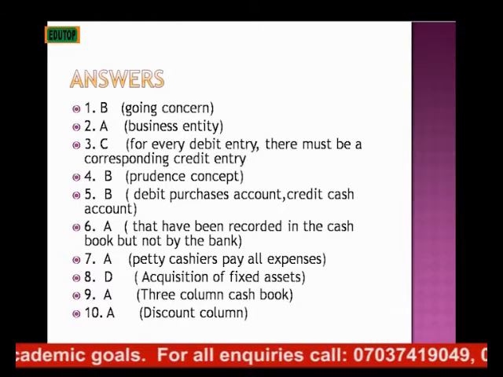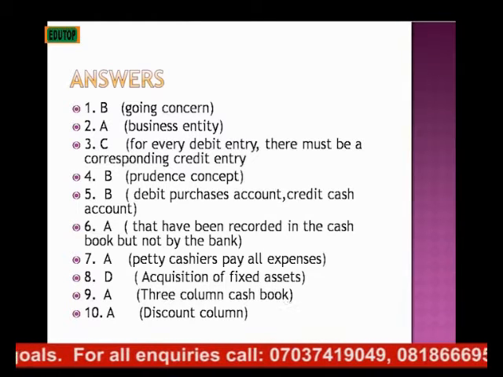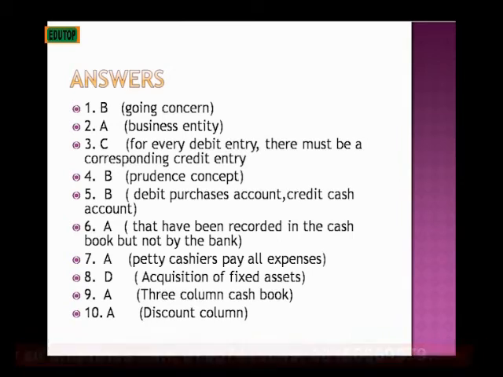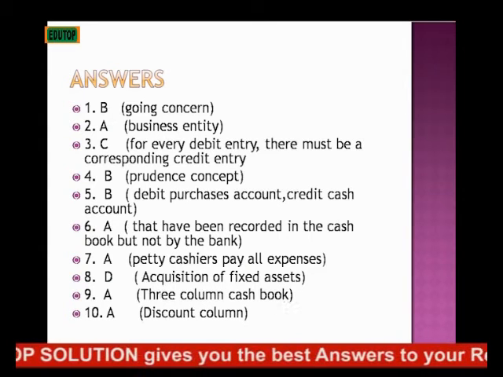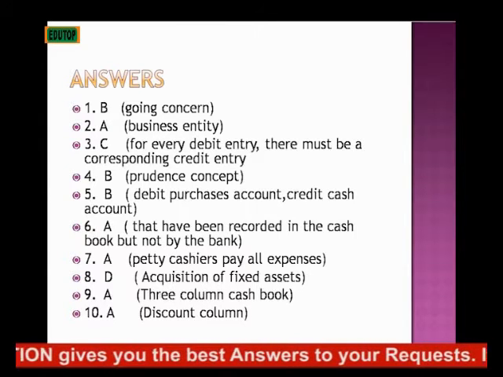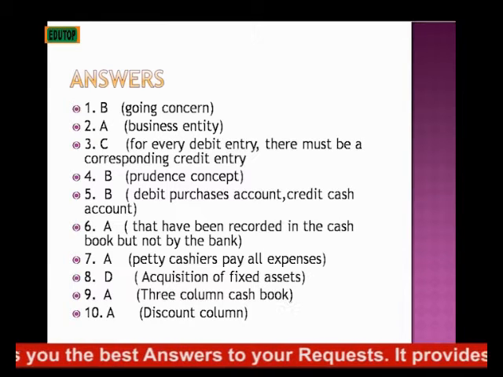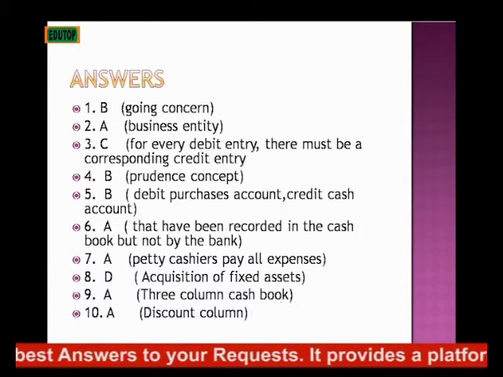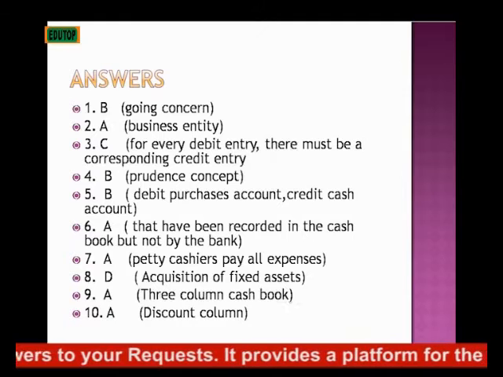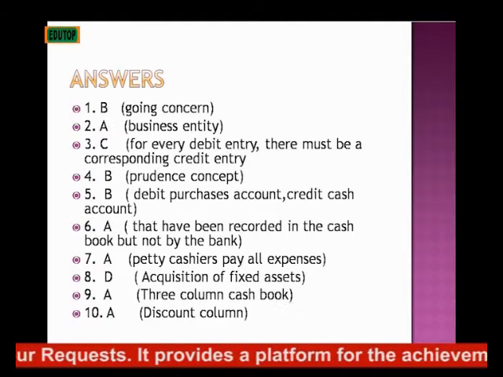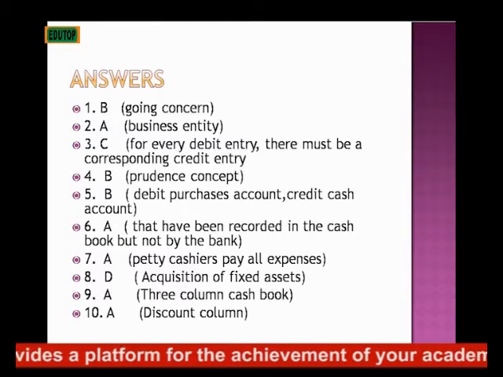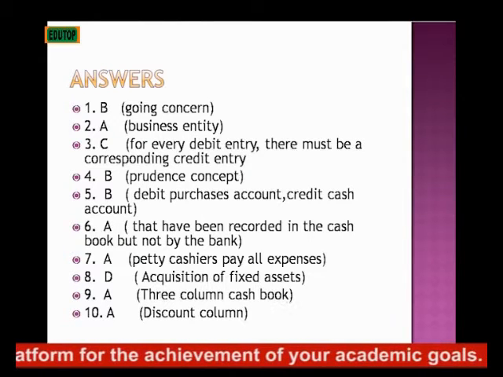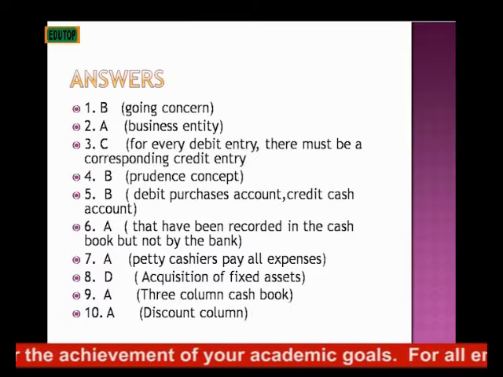Likewise, we have the third question. The answer is C. We all know that the principle of double entry is for every debit entry there must be a corresponding credit entry. That is what guides an accountant, and you can call it the duality concept, whereby an account must have a twofold aspect. So when you have the debit side, it must definitely have a credit side. So the answer is C.